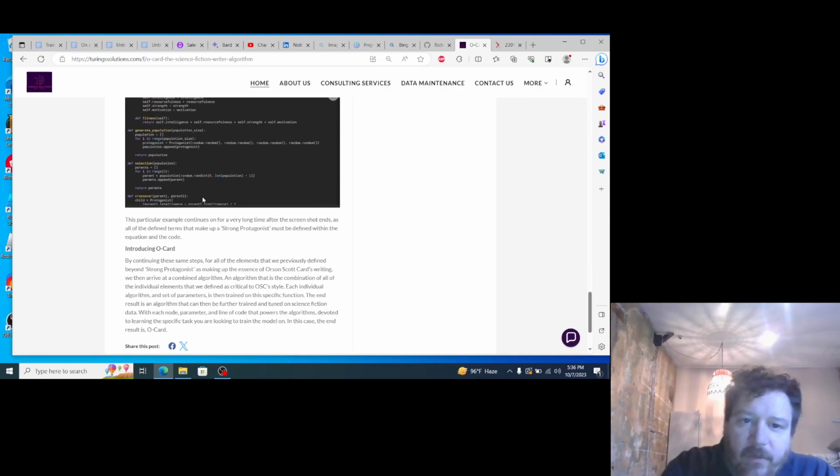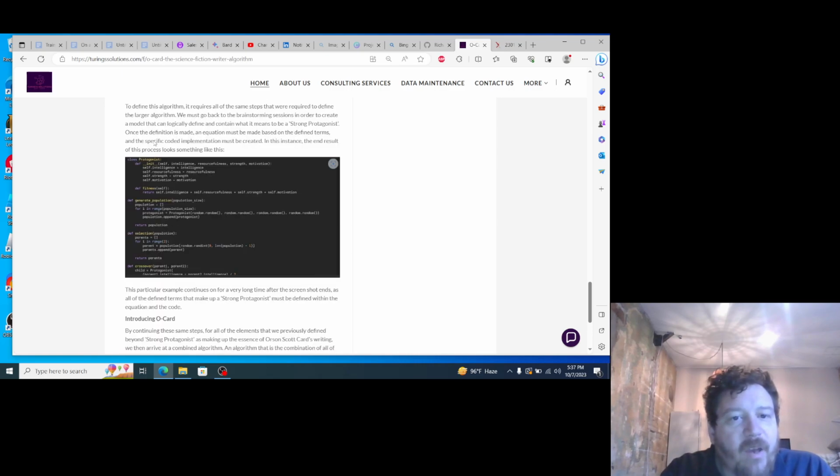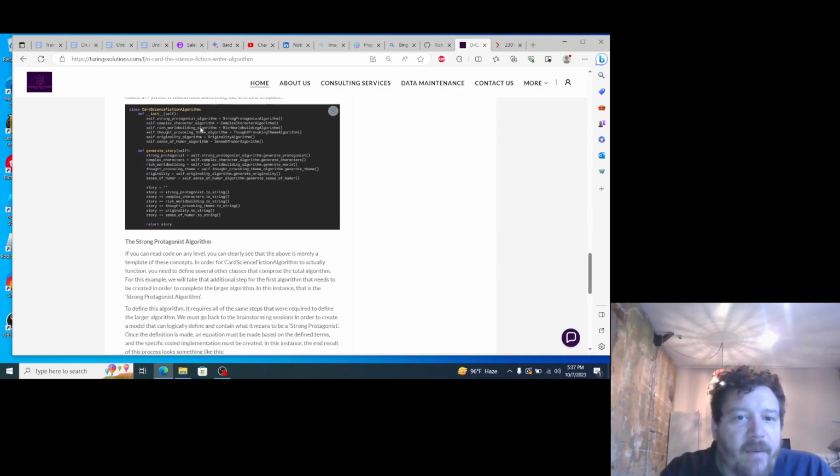Once we have all of that, if we went through and did this same exercise for everything, not just the protagonist, but for the character algorithm, the world building algorithm, the thought-provoking theme algorithm, etc., our end result would be the card science fiction algorithm.